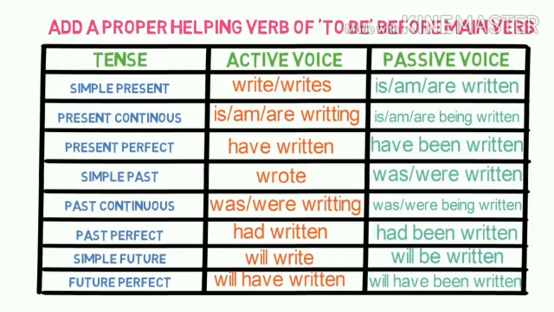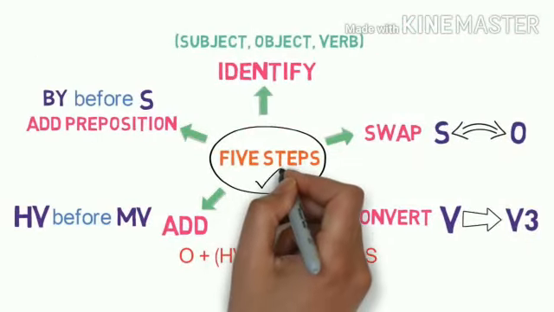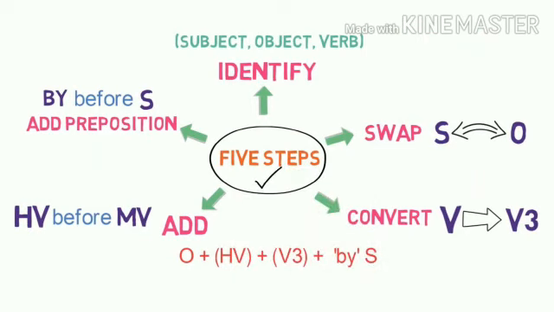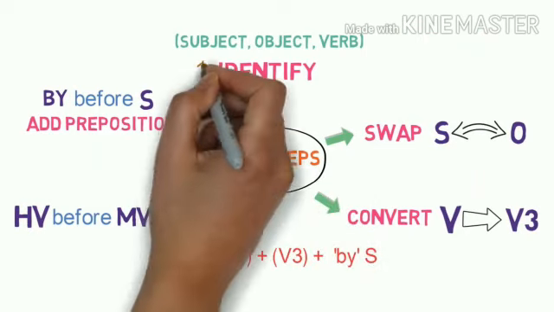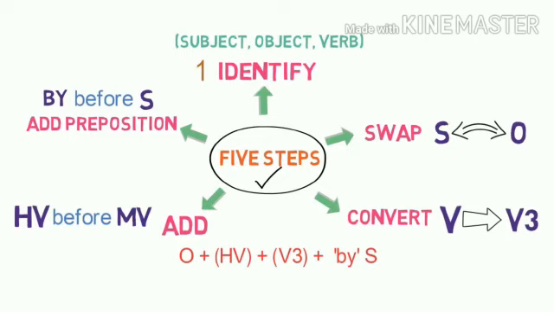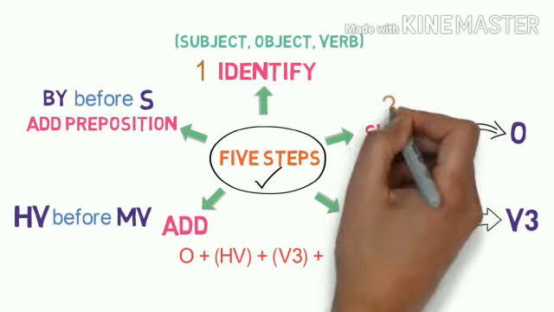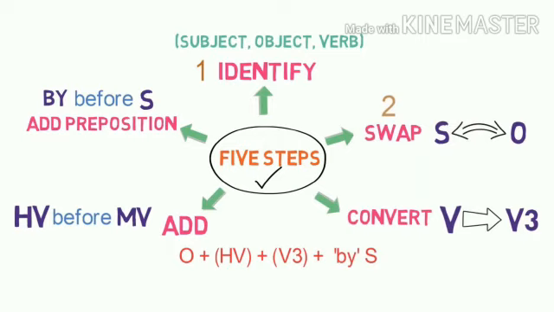Let's revise again. Always remember the 5-step formula we have learned in this video to convert an active sentence into passive. We defined this 5-step formula because it is very important to convert any active voice to passive. First one is to identify the subject, verb, and object in any sentence. Next one is we have to swap the subject with the object and the object with the subject.